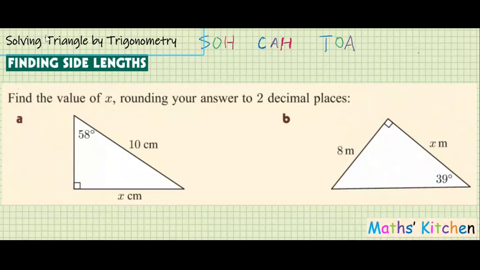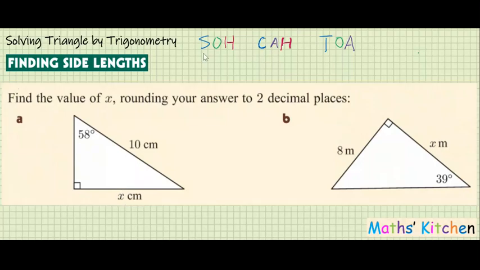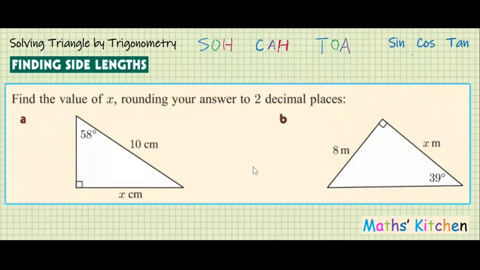This video we talk about how to solve triangles by trigonometry. Let's see first one, finding side lengths. In this example, we know one angle's value, 58 degrees, and the length of one side. How can we find the other side? That's about which trick shall we use: sine, cosine, or tangent.